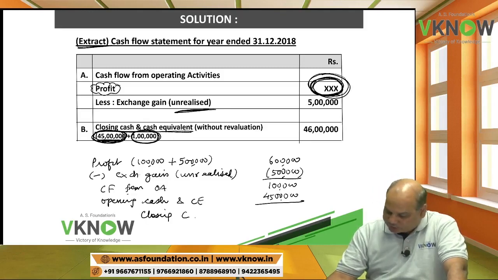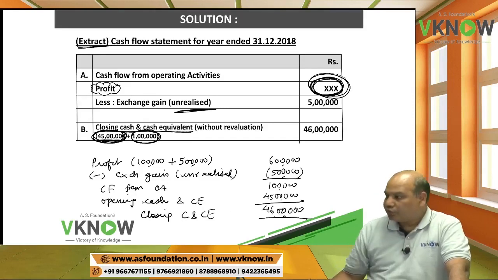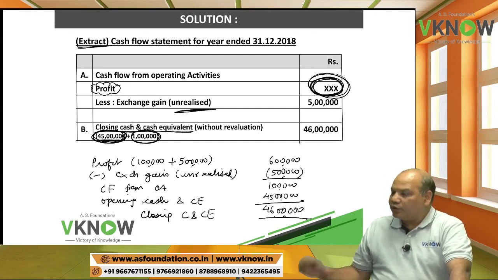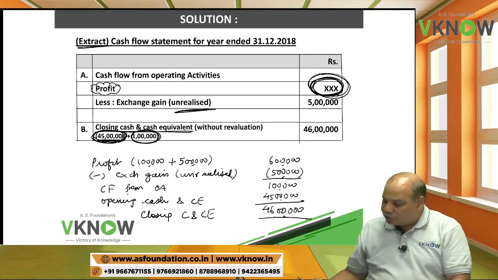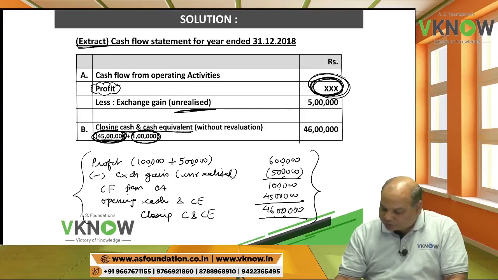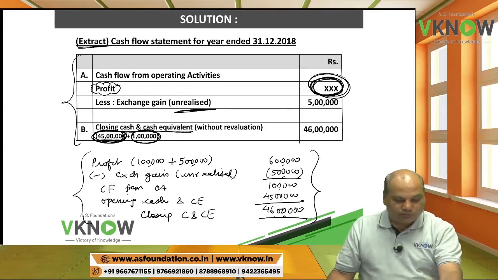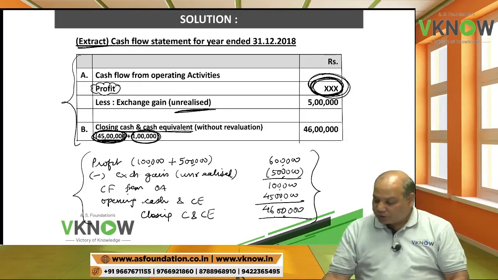closing cash and cash equivalent 46 lakh. So if you want to give the effect of all entries, this is the presentation. If you want to present only extract, this is the answer. So make your choice. Okay.